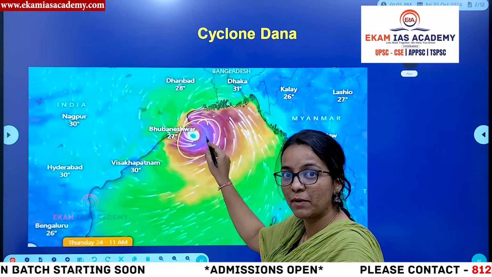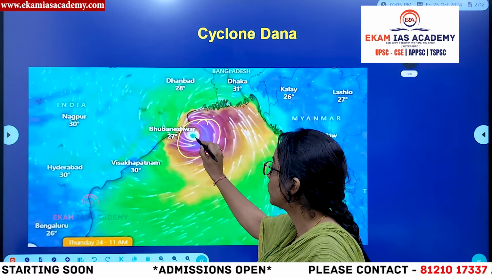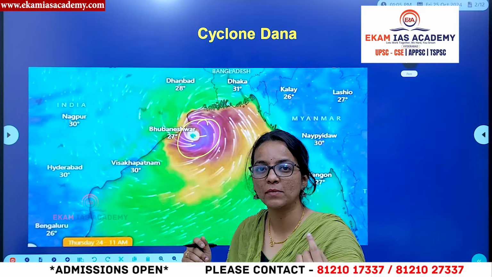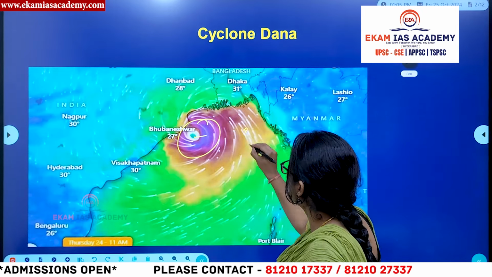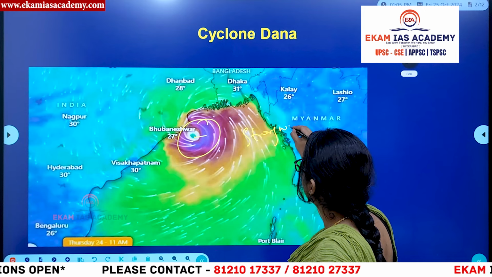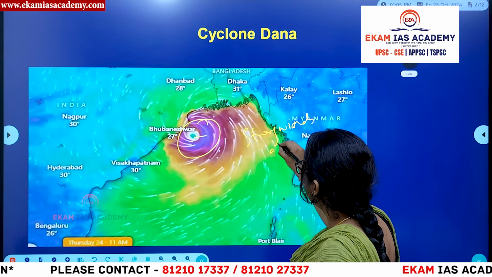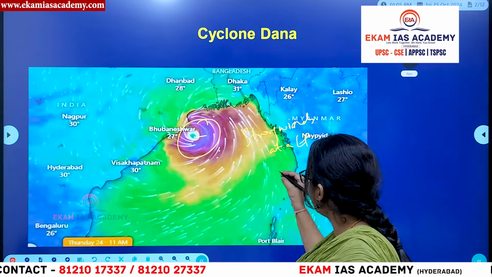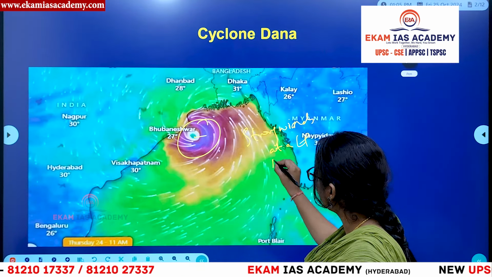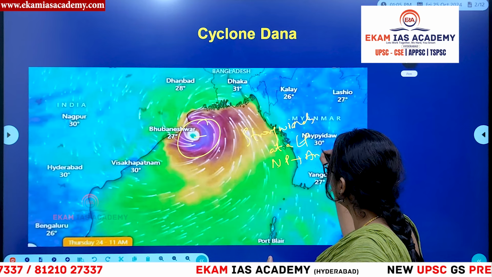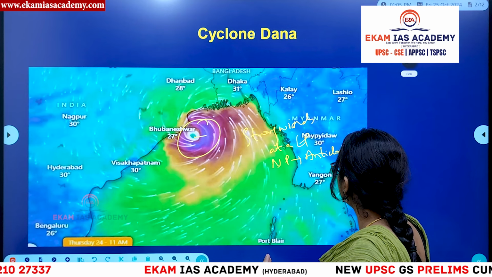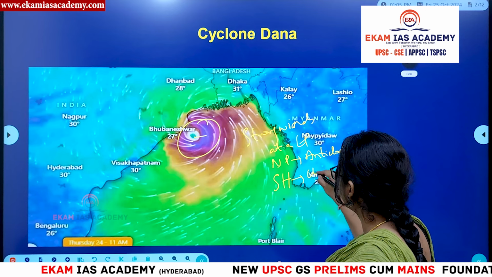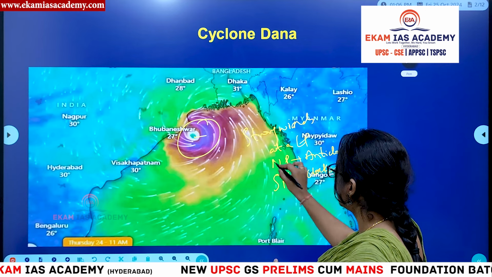It is formed at the low pressure area, which is known as the eye of the cyclone, and it is followed by violent storms and strong winds, especially strong winds, at a low pressure area. Here it is a low pressure area. The winds go in the anti-clockwise direction in the northern hemisphere and in the southern hemisphere it is the clockwise direction. This is the wind direction.